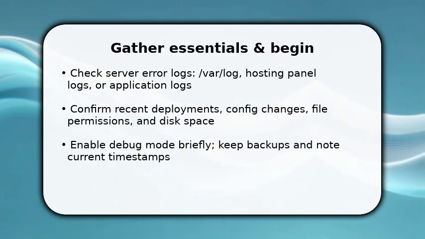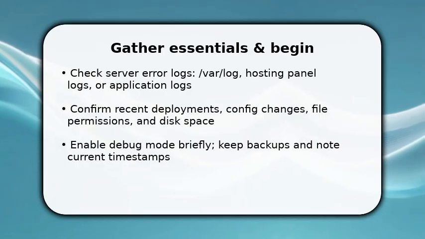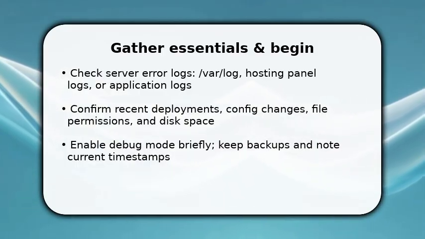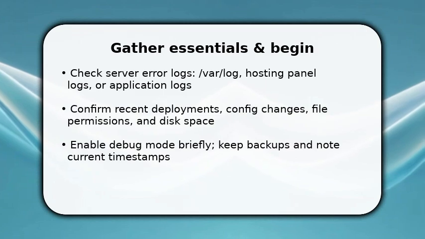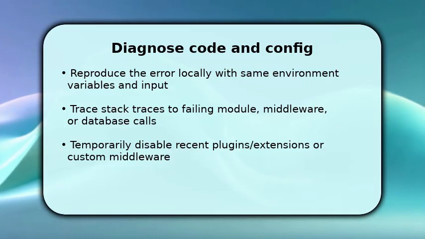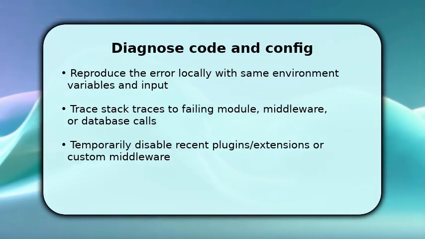Enable debug or verbose logging briefly to surface stack traces. Once done, snapshot current configs and backup critical files so you can revert if the next steps expose new issues. You now reproduce the error in a controlled environment using identical environment variables and representative requests.